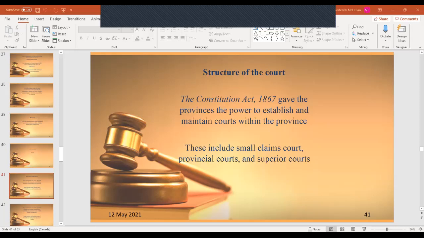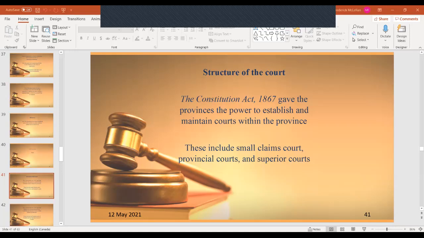So things like language rights and culture, things that are of a more private, local nature, stayed with the provinces. So that's what the Constitution Act does, right? And as a part of that, it also set out who's going to establish courts. So the administration of justice was established as a provincial power. So the provinces are responsible to establish small claims courts, provincial courts, and superior courts, right?